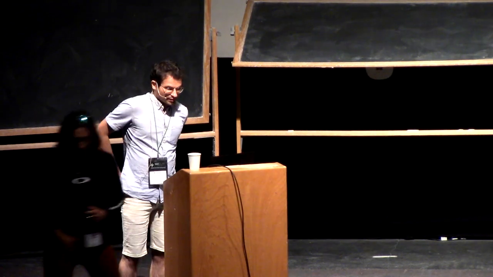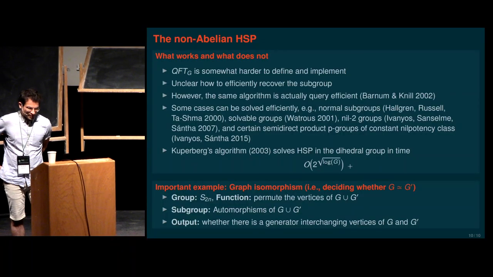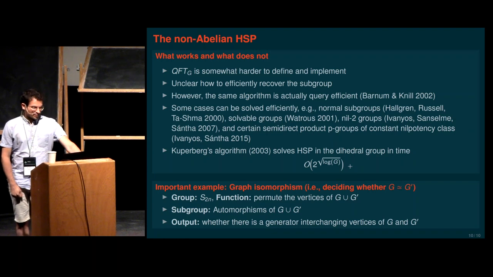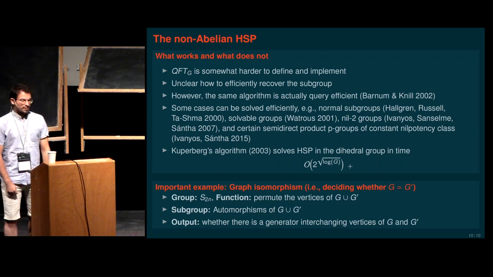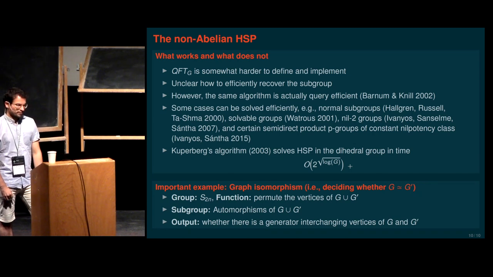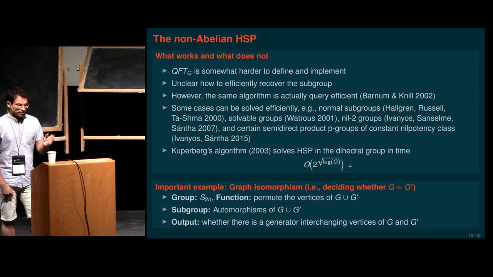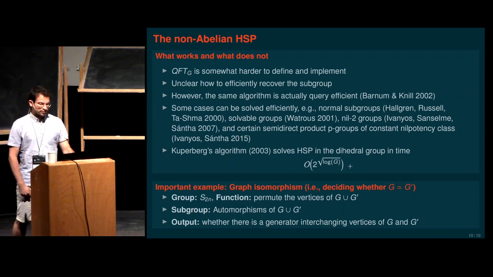Yeah. Great. Okay. So one nice example is, for example, graph isomorphism. Here is a cute example showing that you could solve the graph isomorphism problem as well using the non-abelian hidden subgroup problem. Here, the group is just the symmetric group, all the permutations on 2n elements, where your graph has n vertices. And the function is just permuting the vertices of your graph and another graph, which you want to decide whether they are isomorphic or not.